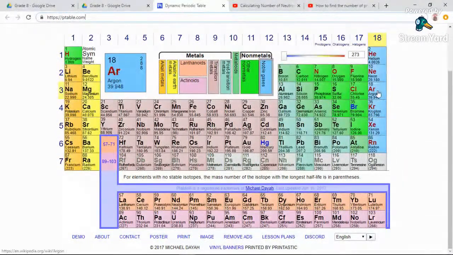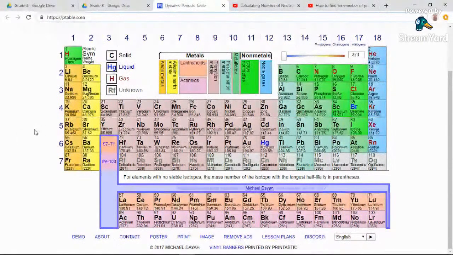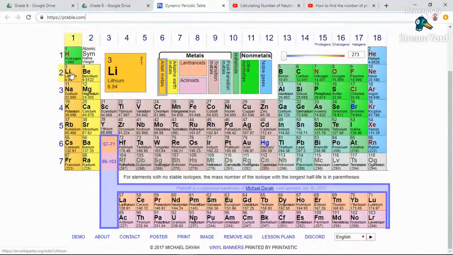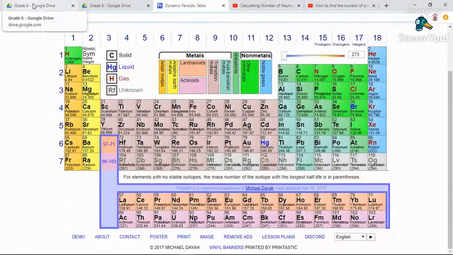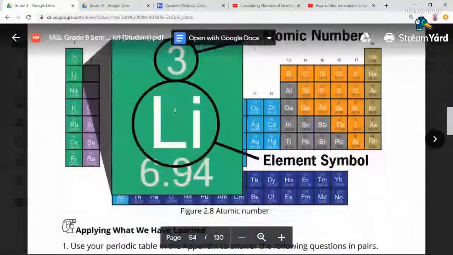Neon, argon, krypton. Woohoo, Superman. So these are the different elements. So remember, we have the atomic number, right? Which in this case for lithium is 3. And we have the symbol, which is Li. That's going to help you answer these next questions.